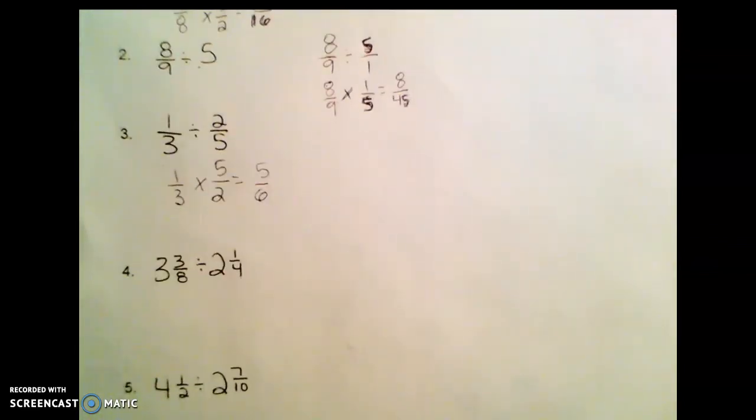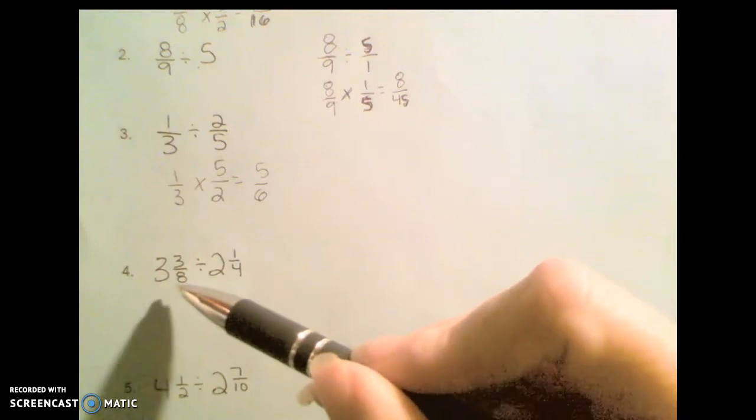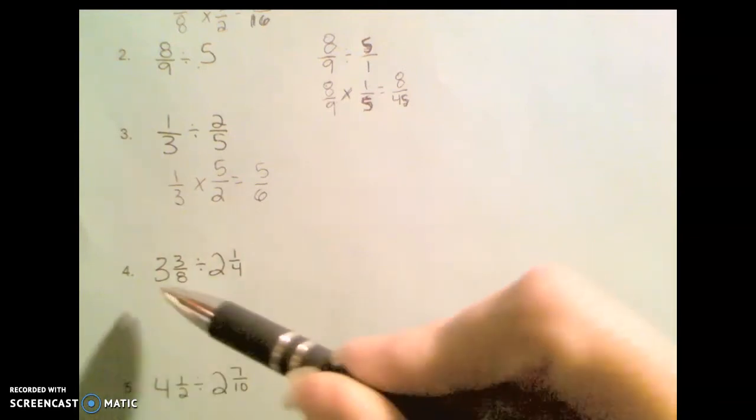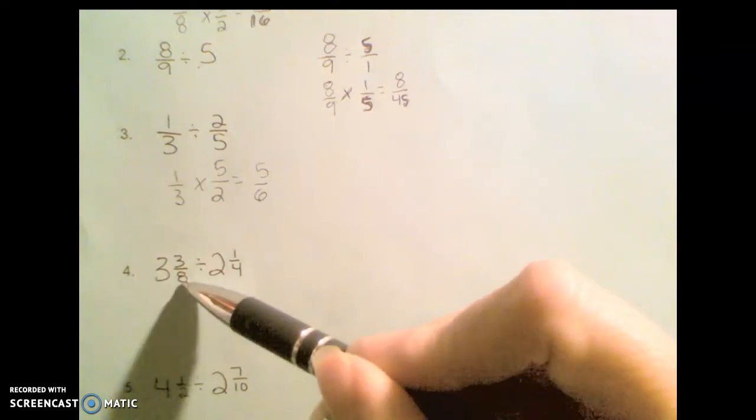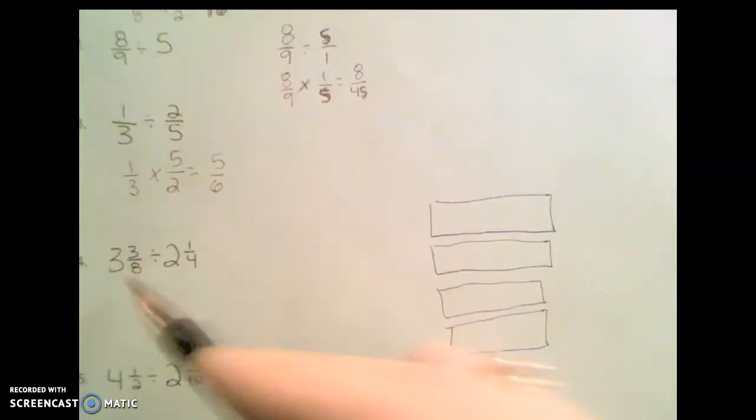So next I have 3 and 3/8 and I need to divide it into groups of 2 and 1/4. So first thing I want to do is do it fraction divided by fraction. So when I think of 3 and 3/8, I think of 3 wholes. So if I had 3 whole candy bars and a little bit of another one, because that's what this fraction piece is, and it says it's cut into 8ths. So I'm going to cut them into 4ths this way and then just cut them in half like that.